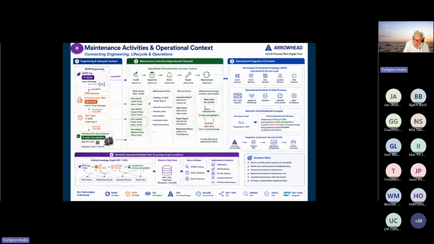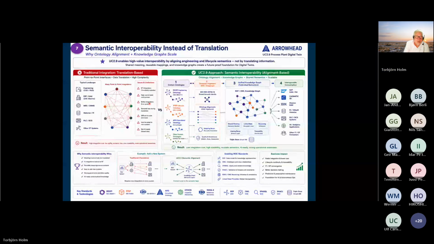So that's enabled by using all the foundational information from DEXPI. We emphasize that we are not doing translation. Translation is the red part on the left. Instead, we are doing interoperability, and we are alignment based. We align things with each other, and that way we combine different knowledge graphs, even if not all semantics in the knowledge graph is aligned.